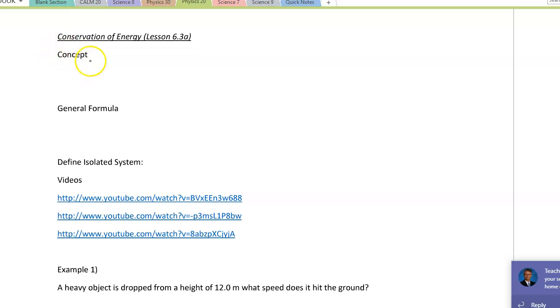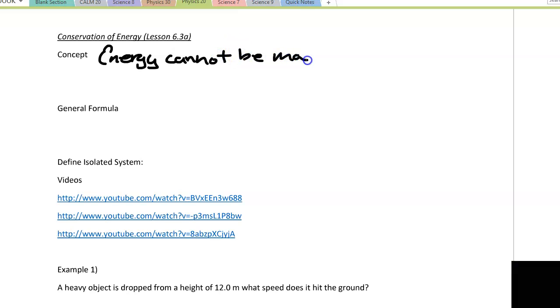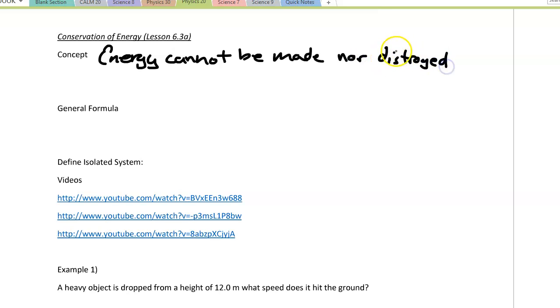Energy. So our major concept here is really that energy cannot be created or destroyed. Destroyed, sorry. Spelling error, oops. Which means the energy before has to equal the energy after. Energy before equals energy after.